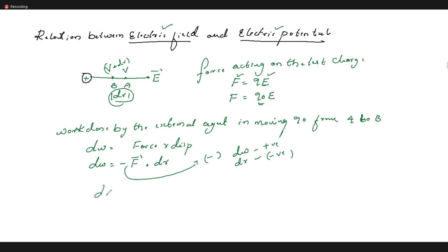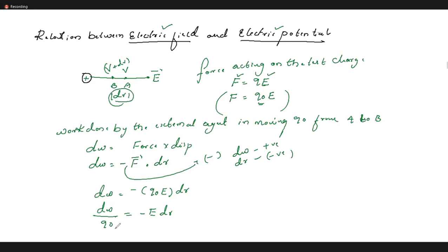So let me write dW is equal to minus F, which I already have, so dW is equal to minus Q naught into E into dr. Am I correct? Yes or no? So dW divided by Q naught is equal to minus E into dr. Yes or no? dW by Q naught is equal to minus E into dr. So what is dW by Q naught? Work done by charge. What is the total work done by charge?